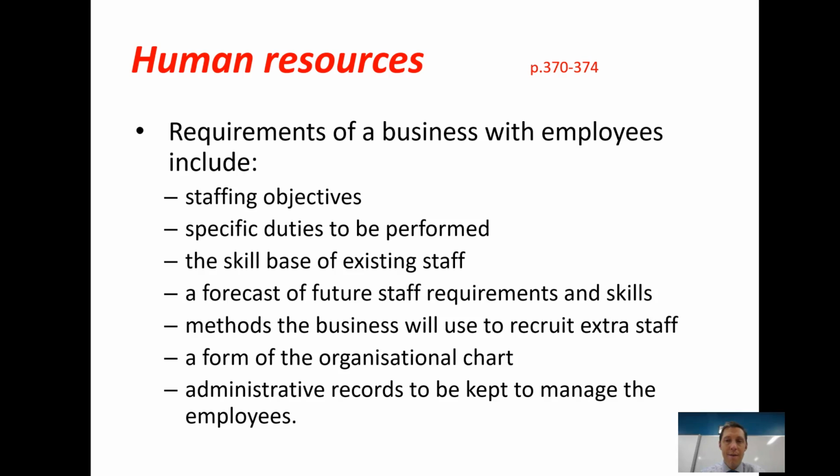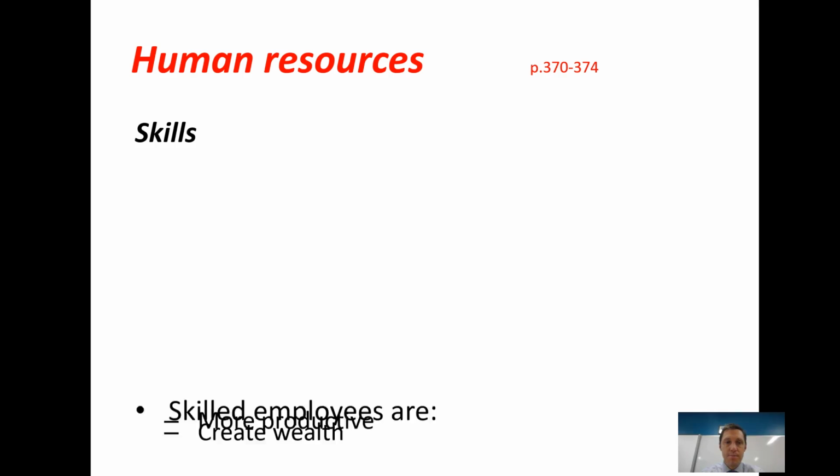The requirements of a business who have employees include things like staffing objectives, so looking after their particular staff, the duties of each staff member, the skill base of the existing staff, what do they need and what do they actually have, a forecast of future requirements and skills. So that's, again, what skills do our staff have today, what skills would we like to have them in the future, and how are we going to get them there. Methods the business is going to use to actually recruit its staff, a form of the organisational chart, so what's the organisational structure, and records to be kept to manage the employees, administrative records such as pay slips and superannuation payment records, for example.